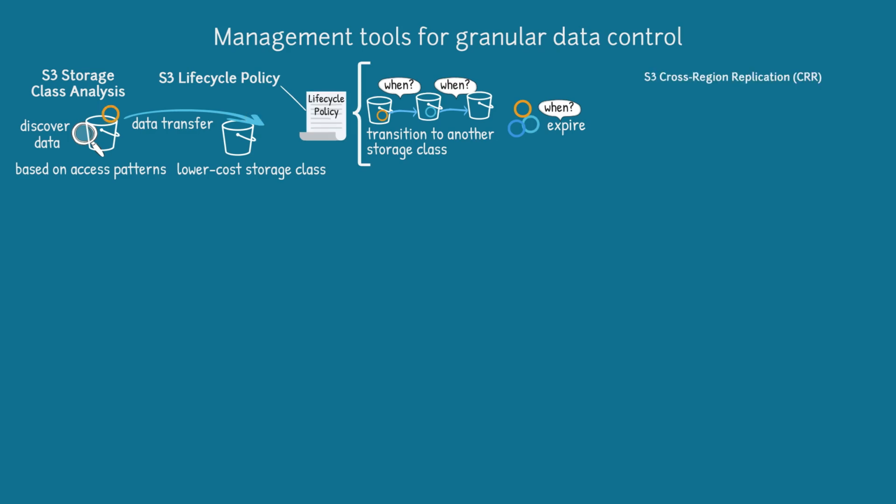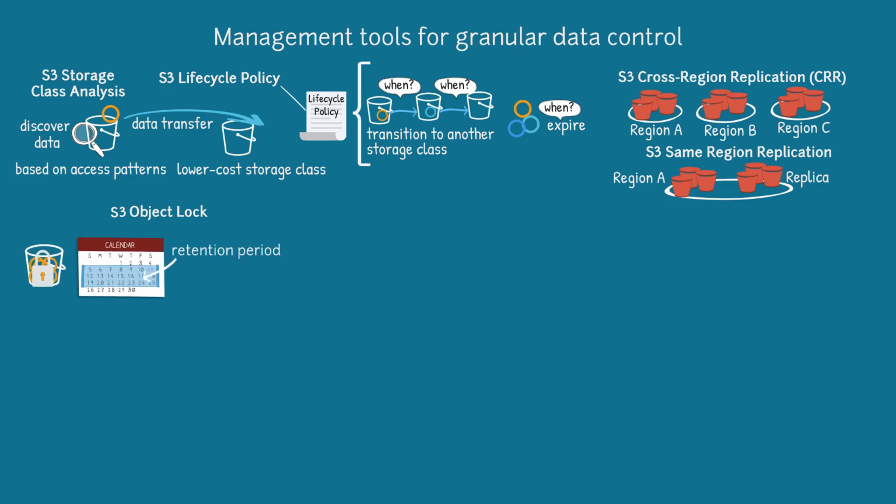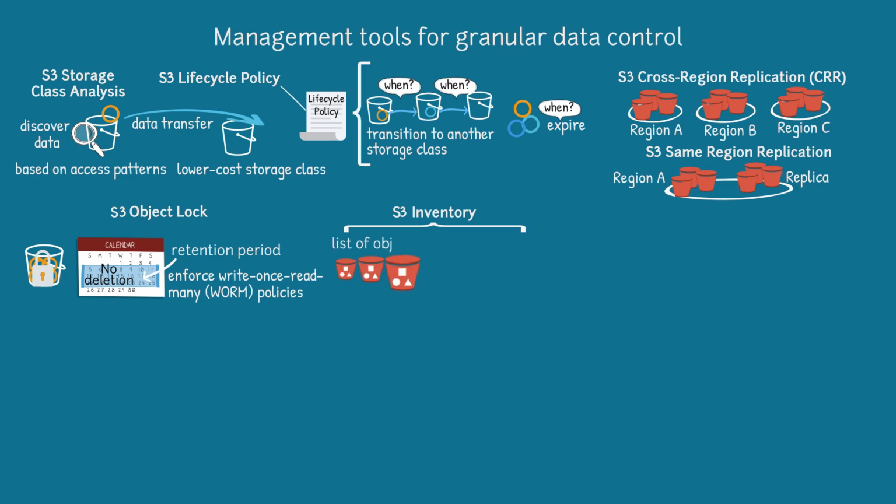In addition, you can use S3 Cross-Region Replication, CRR, to replicate data into other AWS regions, or you can replicate data in the same AWS region. S3 Object Lock: objects are locked for the duration of the retention period that you define and are protected from deletion. You can enforce write-once, read-many policies with S3 Object Lock. S3 Inventory Report lists your stored objects, their metadata, and encryption status.